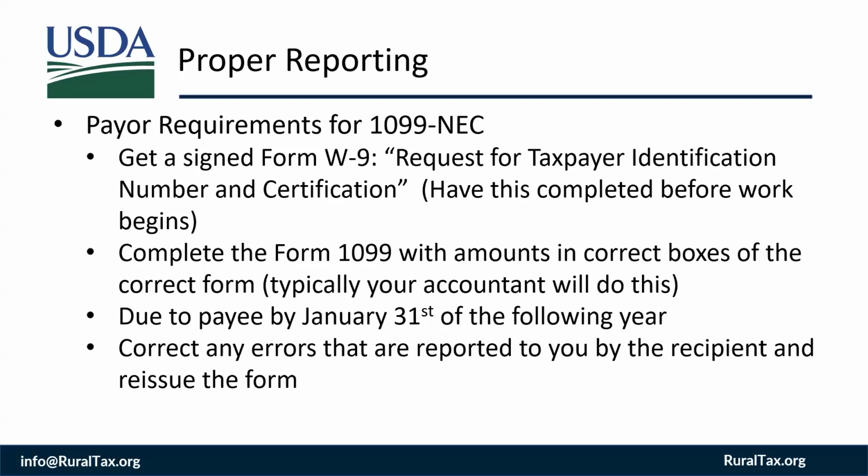And then they're going to fill out the 1099 NEC and then provide that to the individual that you paid. It's due to the payee by January 31st of the following year. And if there's an error on that form that you've sent, and they let you know that there's a problem, you need to correct those errors for that recipient and reissue the form. Those are what you're supposed to do.